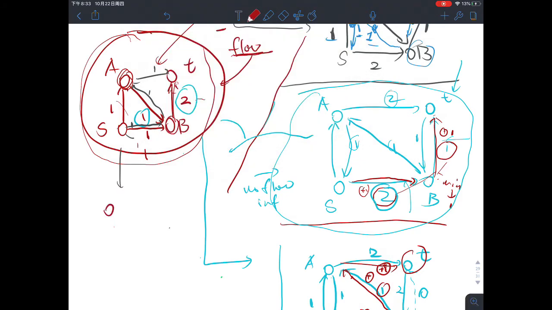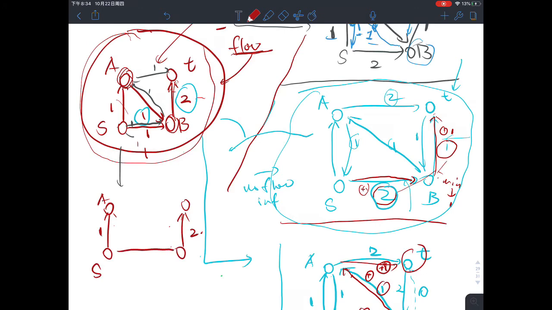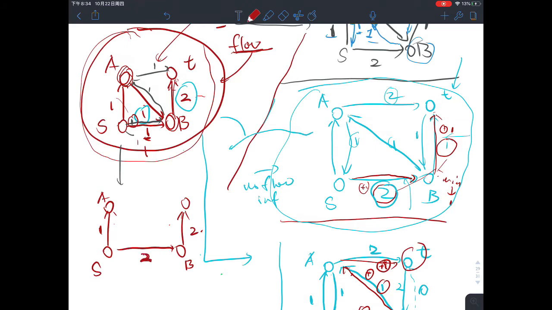The consolidation starts to be a bit interesting. There are some edges we never touched, and those are straightforward. Originally, from S to B, there's already 1 unit of flow. Now we are adding 1 more unit of flow, so the flow here is 2. There's also 1 unit of flow moving from A to T, which is also straightforward.